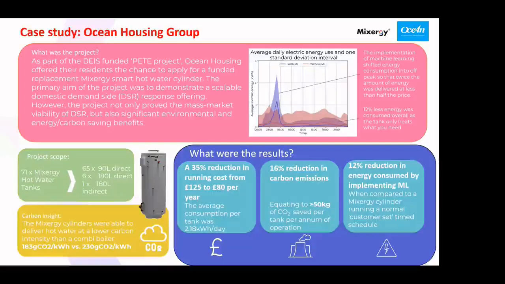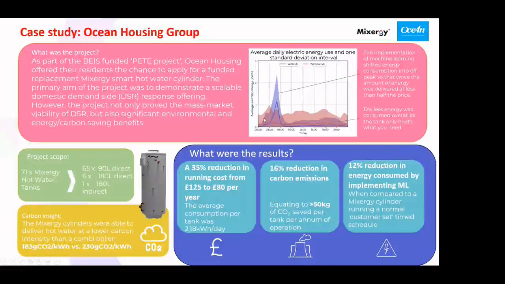Finally, I just want to talk about a couple of case studies. This one's with Ocean Housing. What they wanted to do was create hot water for their tenants at a lower carbon footprint than a gas combi boiler. So if we look at a gas combi boiler, it will create hot water at 230 grams of CO2 per kilowatt hour, whereas a Mixergy smart cylinder can create it at 183 grams.